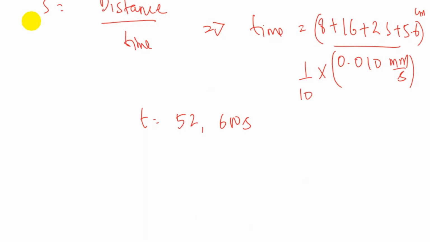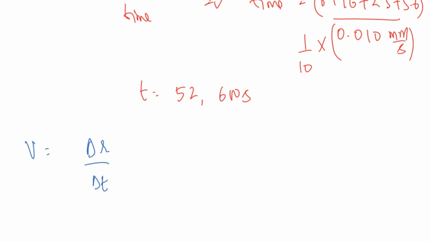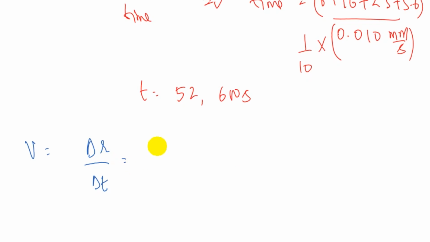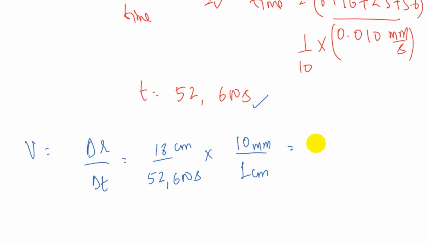Now it's pretty simple. We know velocity is delta r over delta t, and displacement we have calculated earlier to be 18 centimeter. So this will be 18 over delta t, which is 52,600 seconds. On further solving, we'll get this answer in centimeter per second. Now we can convert the units. We can multiply it with 1 centimeter equivalent to 10 mm. Now we'll get the answer in mm per second. So this would be 0.0034 mm per second.